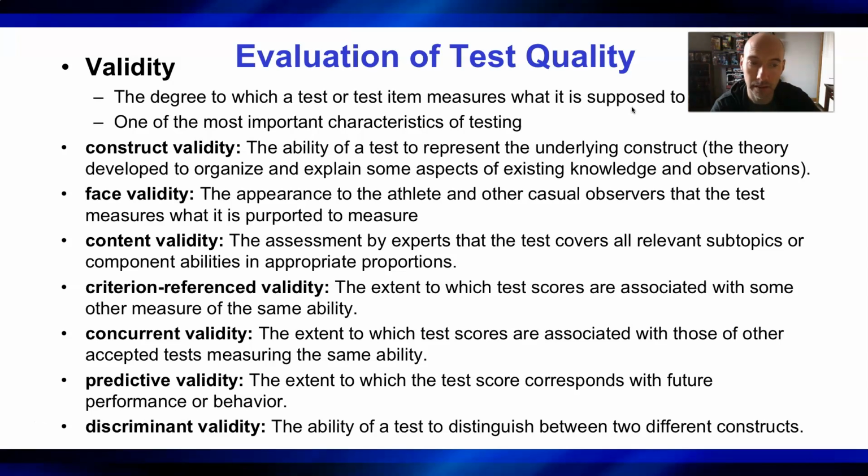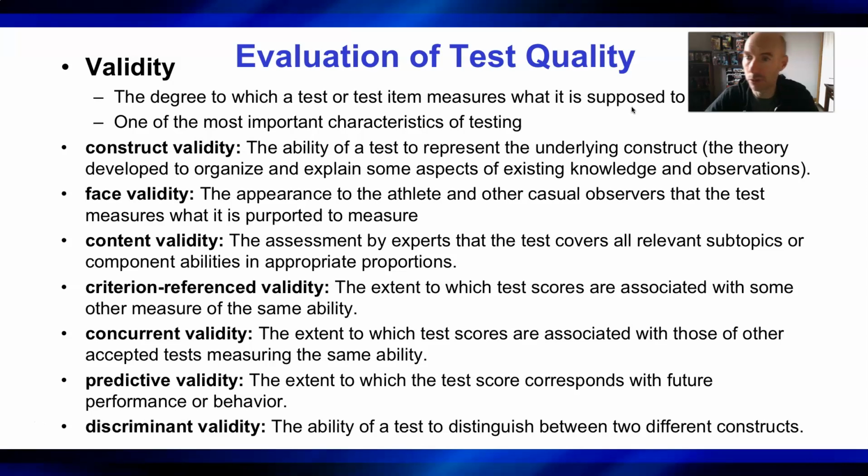Validity is achieved by doing research on a test. So let's say that we came up with a new test to assess vertical jump. What we would do is we would do a research study in a lab and make sure that our test that we just made up actually is effective at measuring vertical jump. And if it is, then we would have achieved validity for that given test, okay?